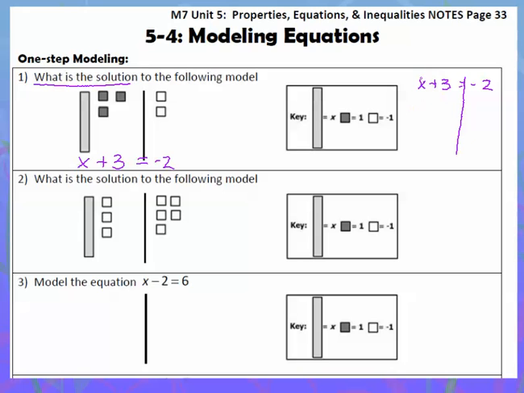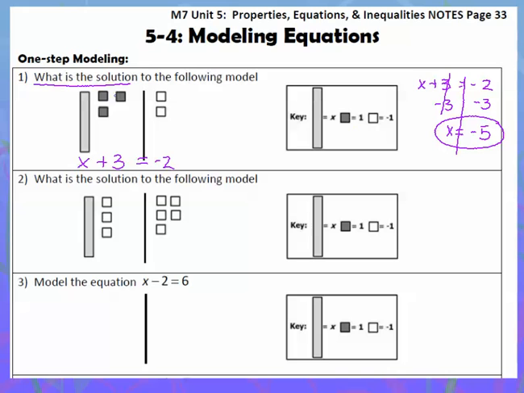Remember, you remove the constant first. The constant in this case is the 3, so it's a positive 3, so I'm going to subtract 3 to do the inverse. Cancels there, so I'm left with x is equal to -5, and that would be the solution to that problem.